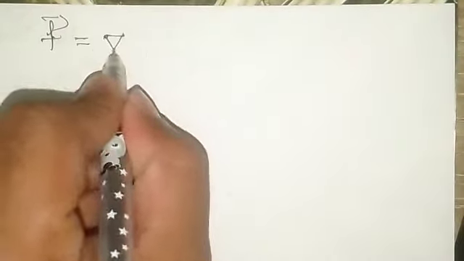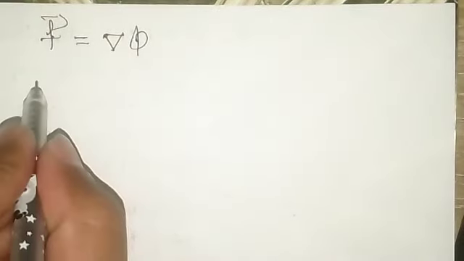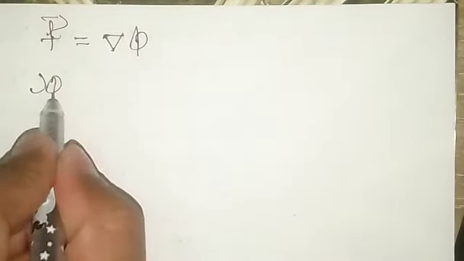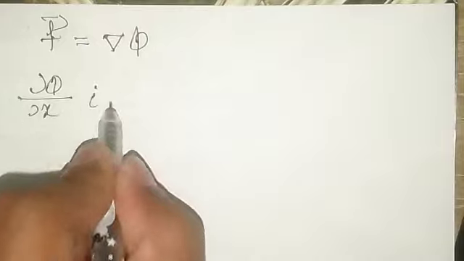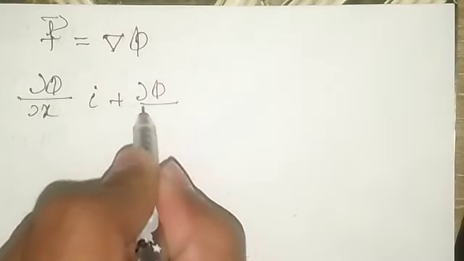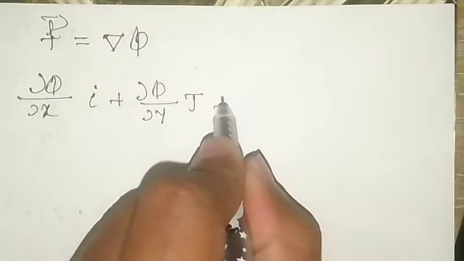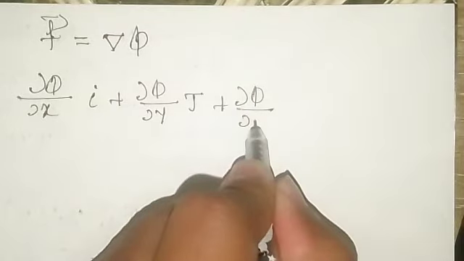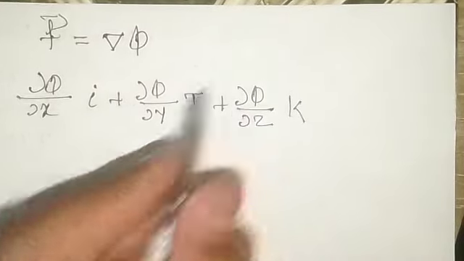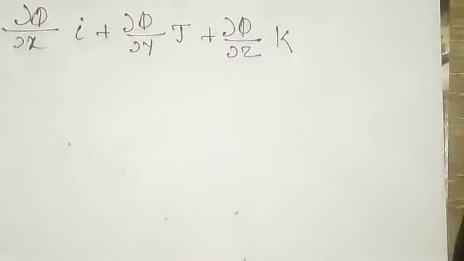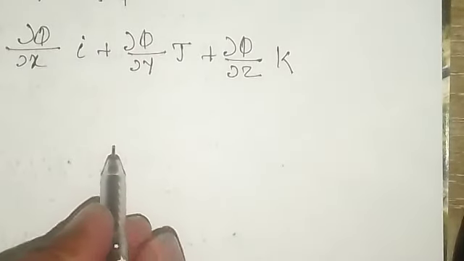All right. So then you can say, that is, again I'm writing, that f is equal to gradient of phi, which means you can say ∂φ/∂x of i plus ∂φ/∂y of j plus ∂φ/∂z of k, right?